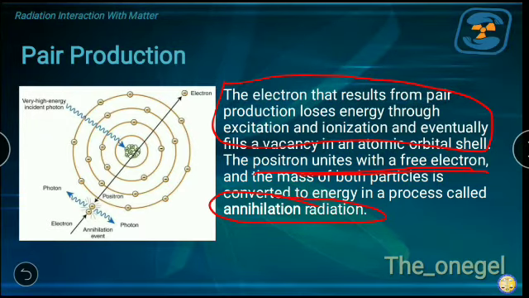So, a positron with an energy of 0.51 mega electron volts unites with a negatively charged electron. So, the process is called annihilation. So, pair production does not end with the creation of a negatively charged electron and a positively charged electron. Rather, there is a continuation. This is with the annihilation radiation.